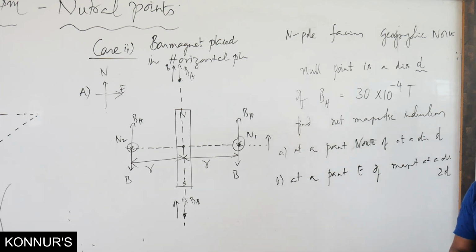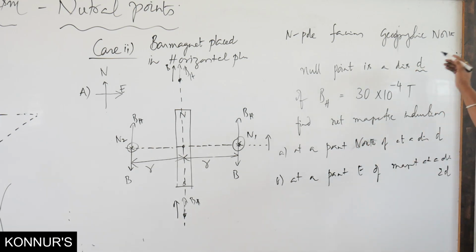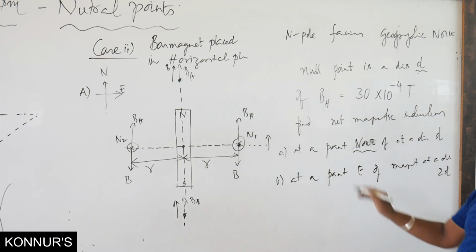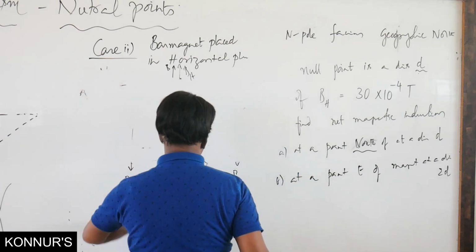See how difficult the example appears to be, though it is very simple, because we need two conditions: the B versus R distance induction relation for a bar magnet, coupled with the idea of B and BH in the case of neutral points that we have now discussed. North pole facing geographic north means the null point is at a distance D towards east or west, right? So for question number 1, what is the answer or solution?